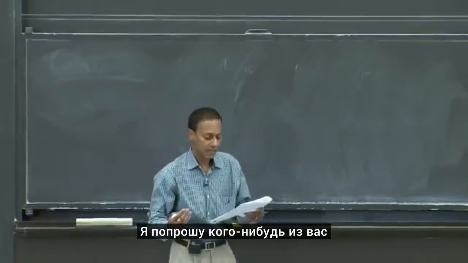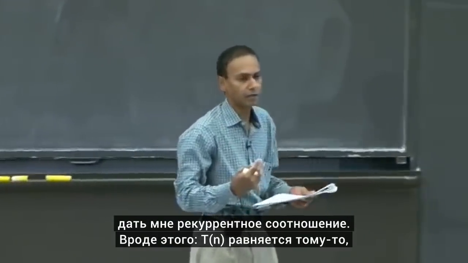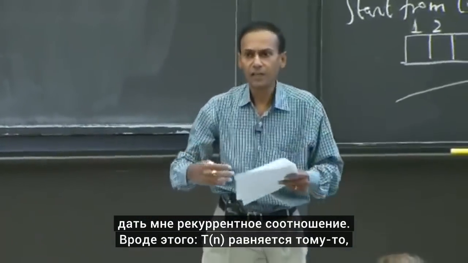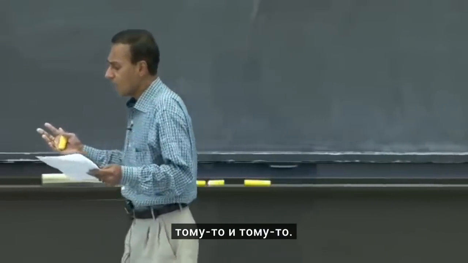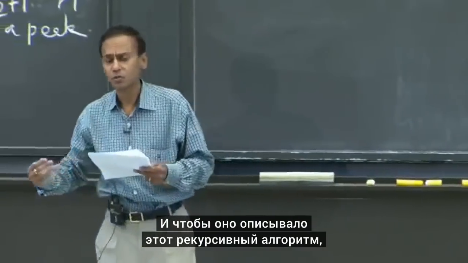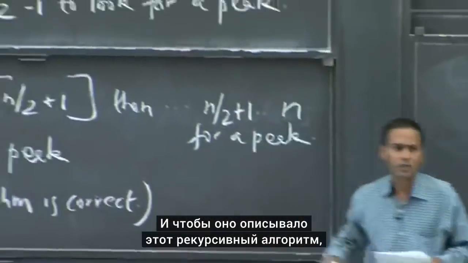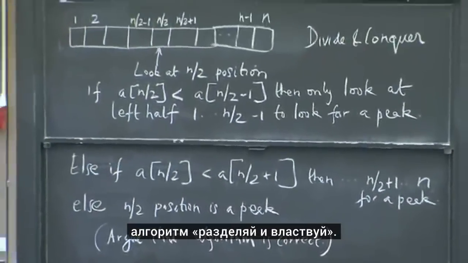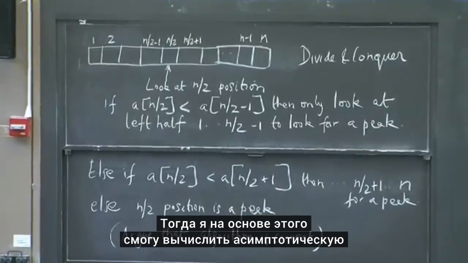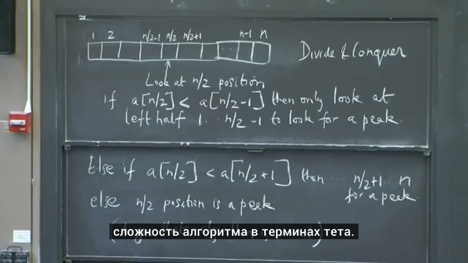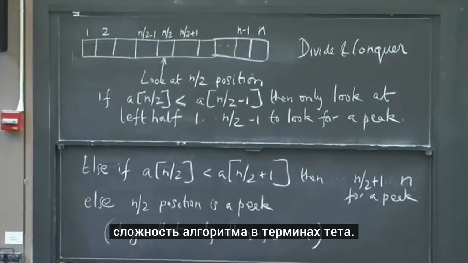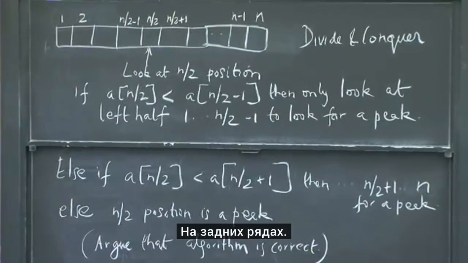So what I'd like to do is ask one of you to give me a recurrence relation of the kind T of n equals blah, blah, blah, that would correspond to this recursive algorithm, this divide and conquer algorithm. And then using that, I'd like to get to the actual complexity in terms of what the theta complexity corresponds to. Yeah, back there.